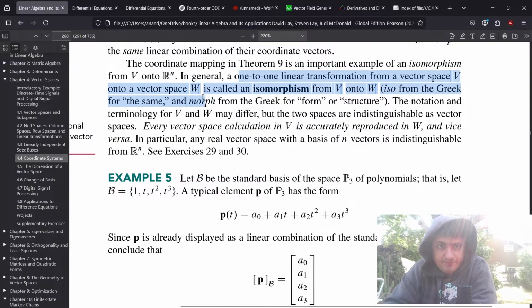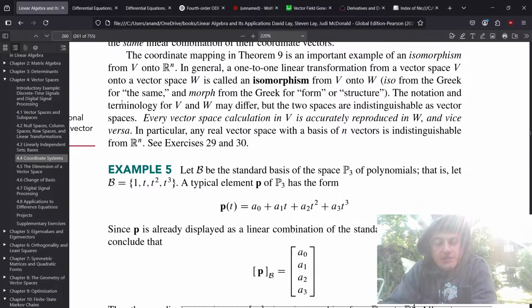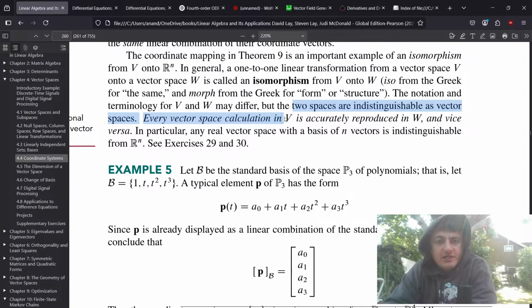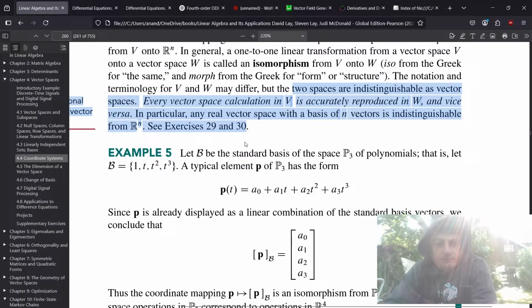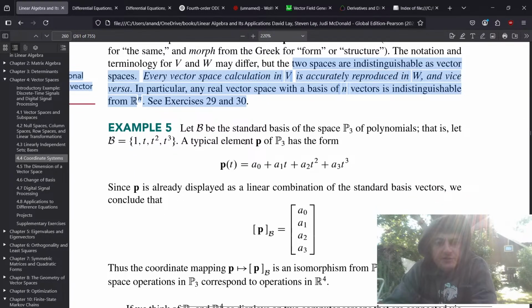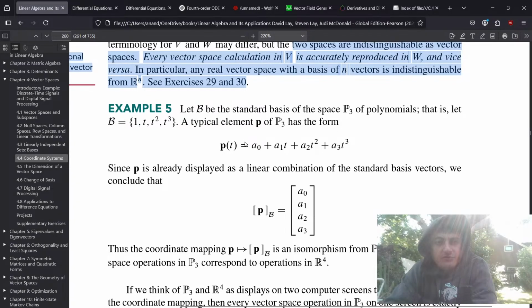One-to-one and onto, then it's an isomorphism. The notation and terminology for V and W may differ, but the two spaces are indistinguishable as vector spaces. Every vector space calculation in V is accurately reproduced in W and vice versa. In particular, any real vector space with a basis of n vectors is indistinguishable from Rn.